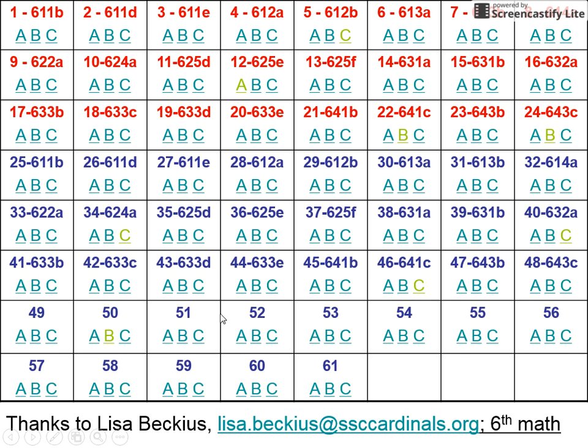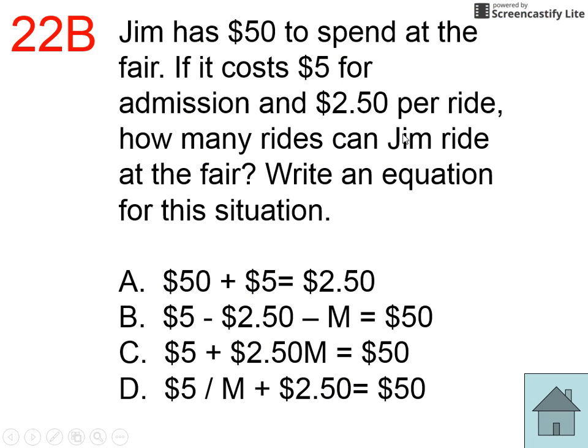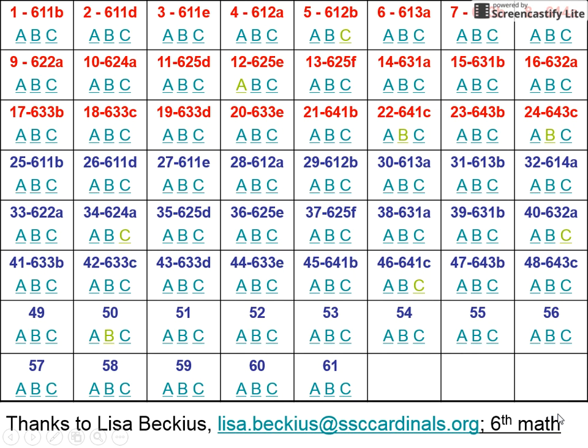All right, problem 22. 22B. Okay, it's the one about the fair. So he has $50 to spend. It costs $5 and $2.50 per ride. How many rides can he make? All right, so we know it has to equal 50. And I have to multiply the cost times how many rides plus the admission to get in. So C is the correct answer. Okay, so if they wrote C, leave it alone. If they did not, just cross it off.